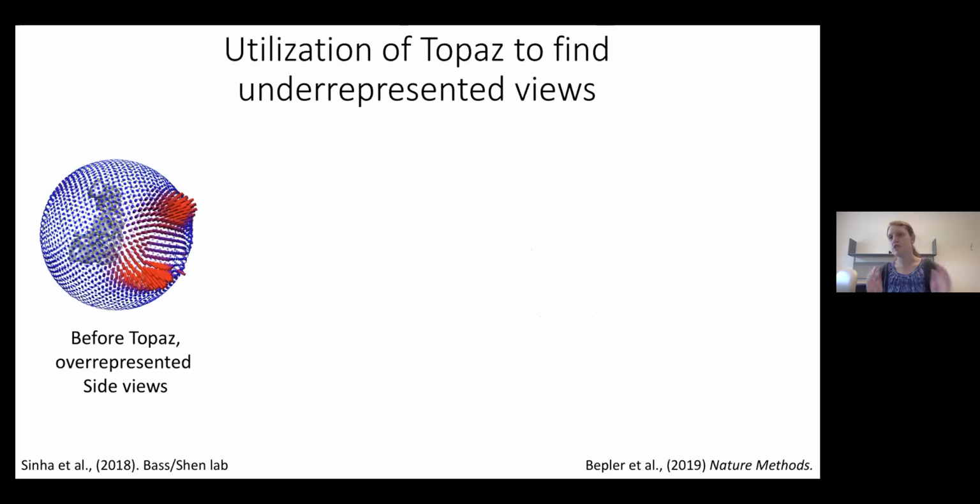Now I mentioned Topaz, this neural network method of picking. For those of you who might not be familiar with it, Topaz is a more newly developed technique to pick particles that are present within your data set, but just aren't being found by traditional template or blob-based picking methods. You can see that before Topaz, for my Dicer-2 R2D2 complex, I had an overrepresented amount of side views and not as much of any other orientation.